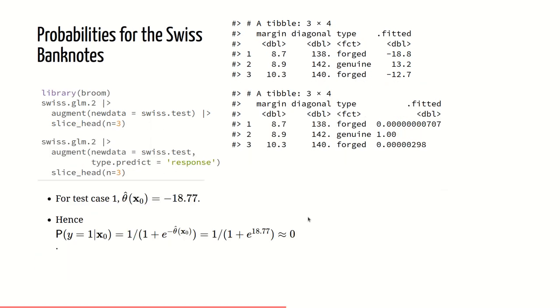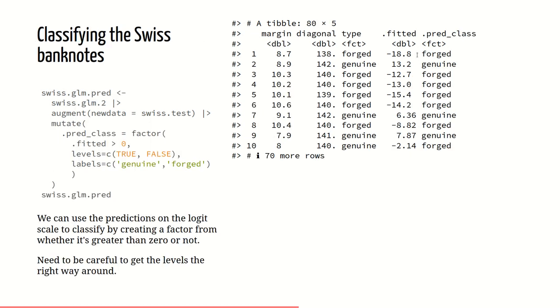So we can do prediction basically just by doing predict, getting our fitted, and then deciding whether it's positive or not. So this is one way to do it, right? We're doing our augment to get our fitted value, that column there. And then we're going to work out whether we have a predicted class based on whether this is negative or not. So we're creating a new factor based on whether the fitted value is greater than 0. And if it's true, it's going to be genuine. If it's false, it's going to be forged. Okay, so these are our predictions there.